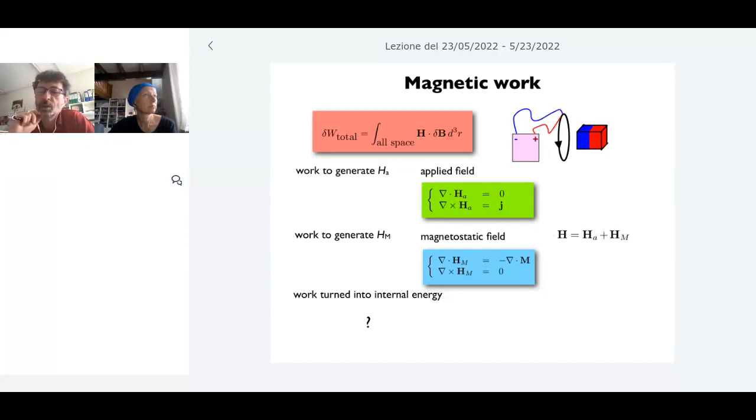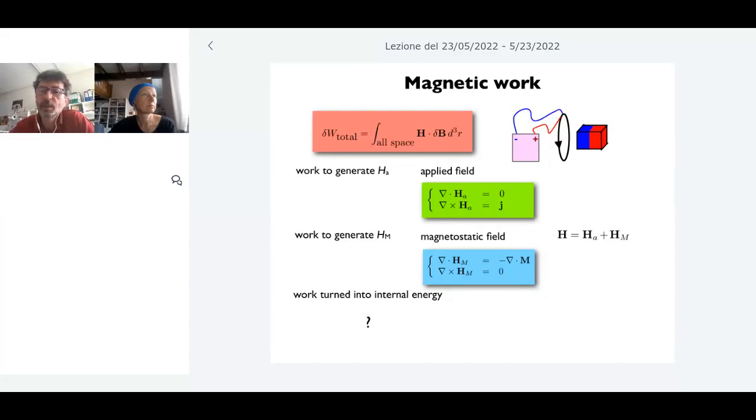So, as we learned the last time, the two fields are different in sources. For the applied field, we have the currents. For the magnetostatic field, we have the divergence of the magnetization. The total field will be the sum of the two. We have two different sources.